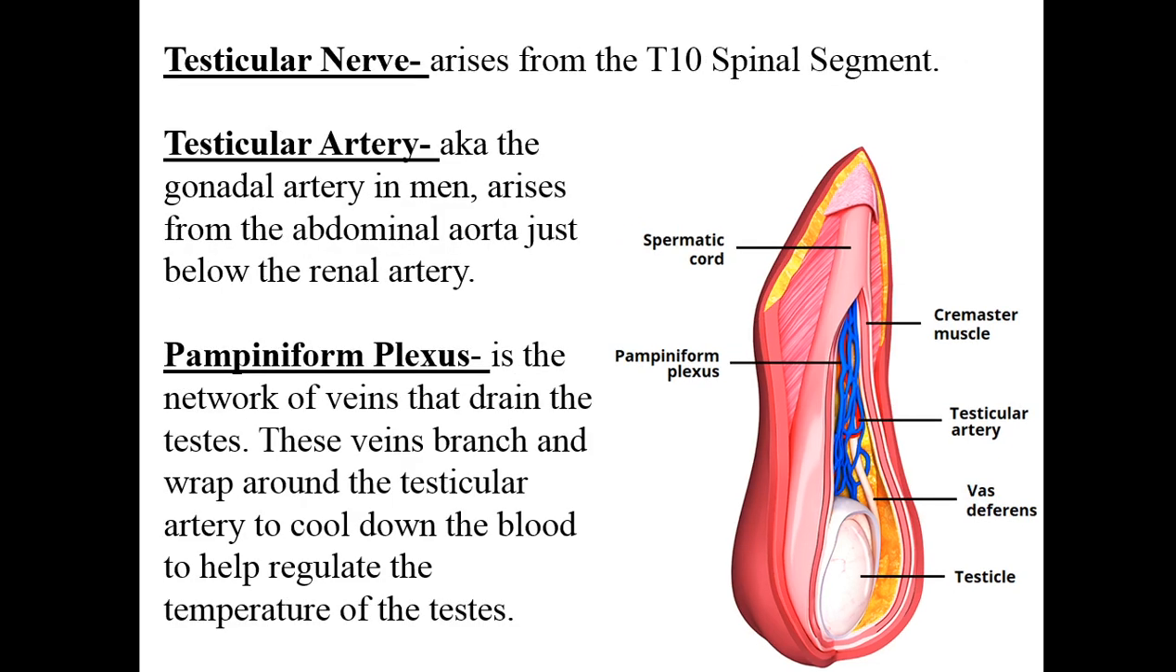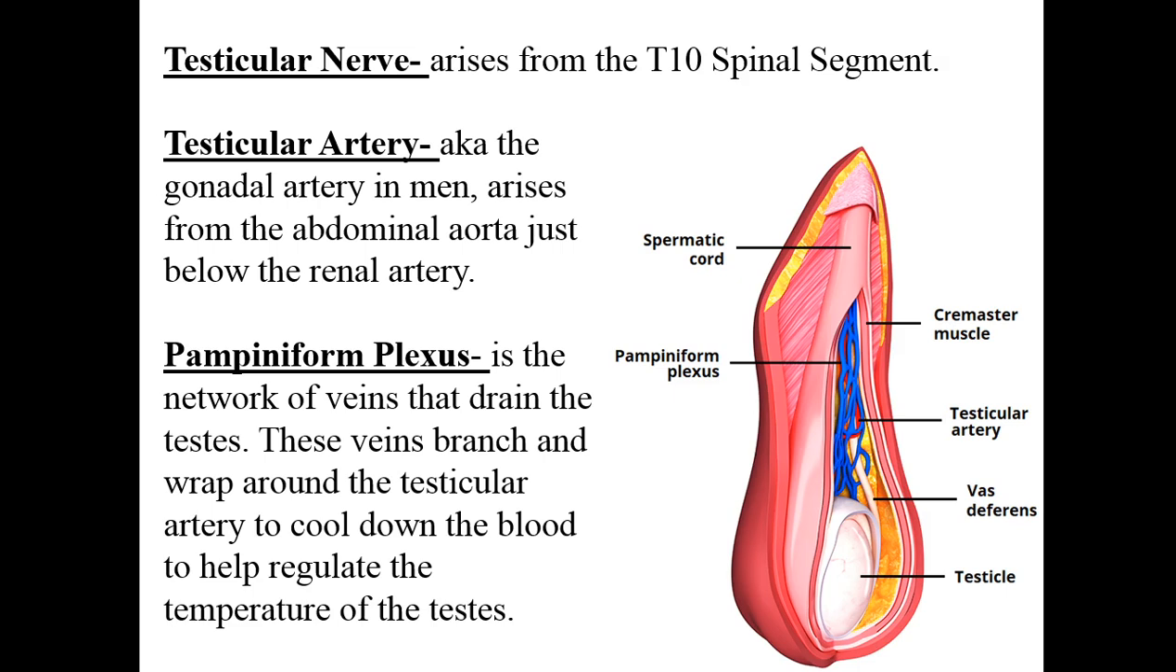With our testicular nerve, we want to know that it arises from the T10 spinal segment. With our testicular artery, this is also known as the gonadal artery. And with our pampiniform plexus, it's really interesting. It's a network of veins that are going to drain the testes, of course. But these veins branch and wrap around the testicular artery. And what this does is it cools down the blood before it gets to the testes.